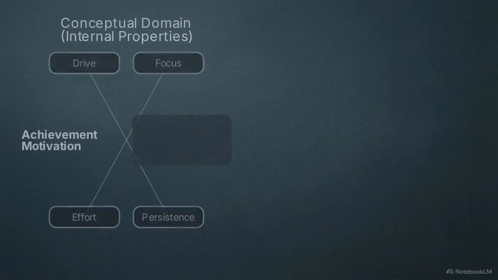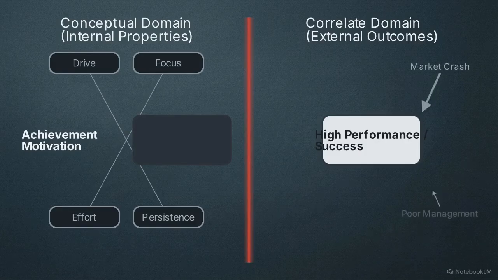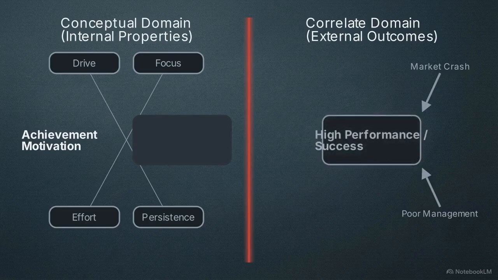This diagram highlights the single biggest analytical error in measurement design, confounding a core concept with its correlates. Correlates are the antecedents or consequences of a variable. They are not the internal properties of the variable itself. Success is an external outcome. A highly motivated person is likely to achieve success, but success is not a dimension of motivation. A subject can possess massive achievement motivation, yet still fail at their job because of external variables entirely beyond their control, like a market crash or poor management. If a researcher uses performance as the yardstick for motivation, they have accidentally measured the wrong concept.